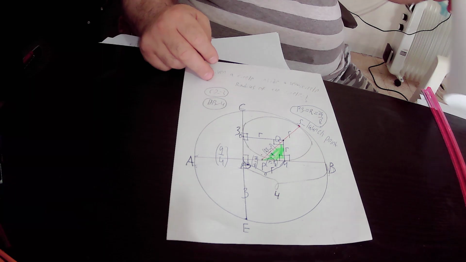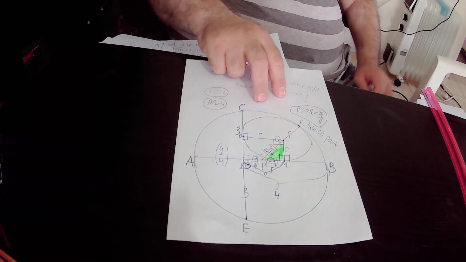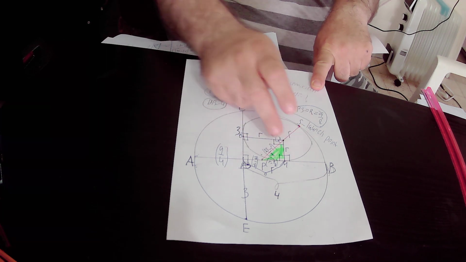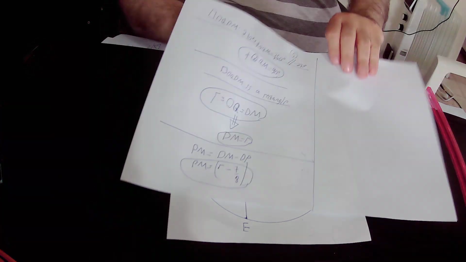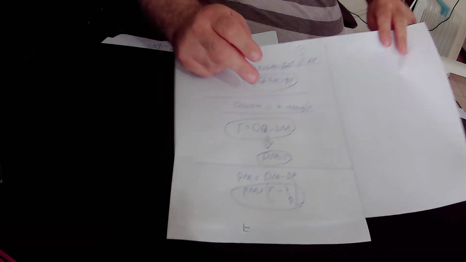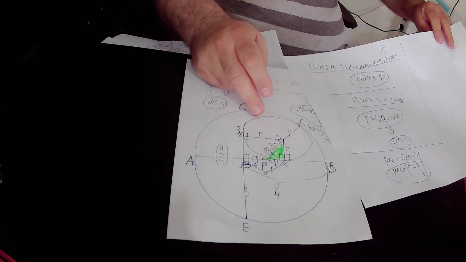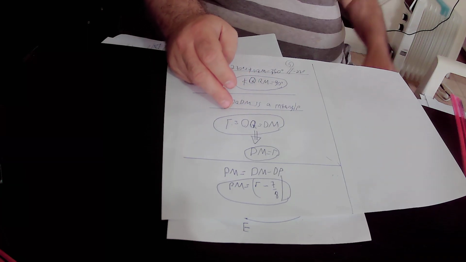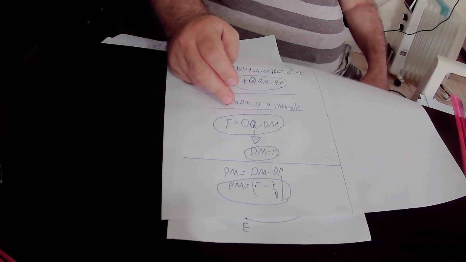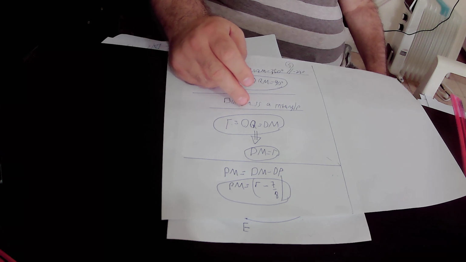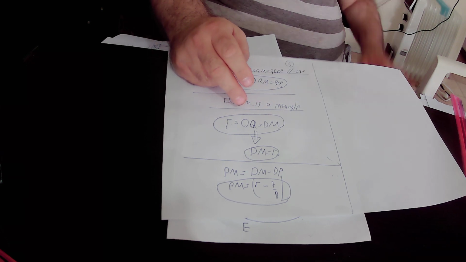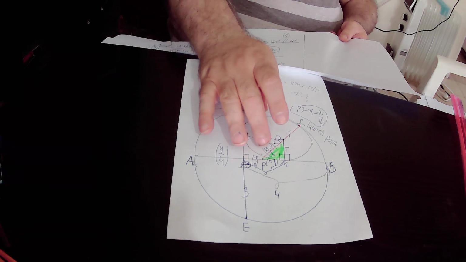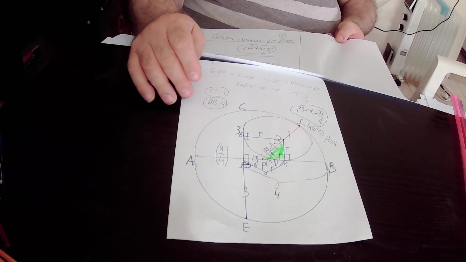And we know that the opposite sides of a rectangle are equal to each other. So in rectangle OQDM, OQ must be equal to DM. But we have already found out that OQ is the radius of the small circle, that is to say it is equal to small r, so we can write here that OQ equals small r. And from this equation, small r equals OQ equals DM, we derive that DM is also equal to small r.